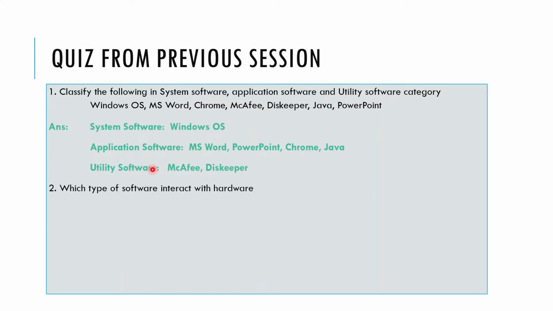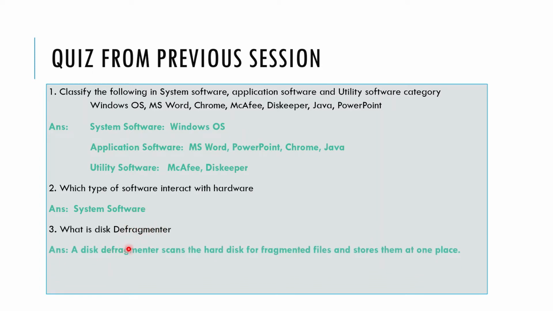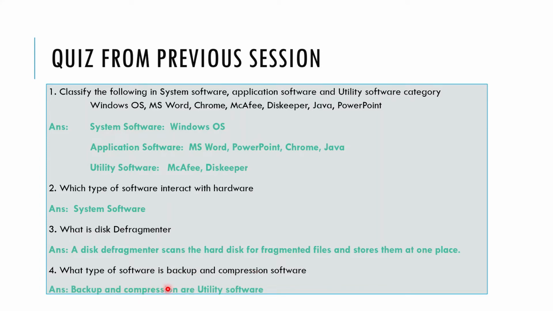Next one, what type of software interacts with the hardware? It is system software which interacts with the hardware. What is a disk defragmenter? The answer is a disk defragmenter scans the hard disk for the fragmented files and stores them at one place. The next one, what type of software is backup and compression software? The answer is backup and compression are utility software.